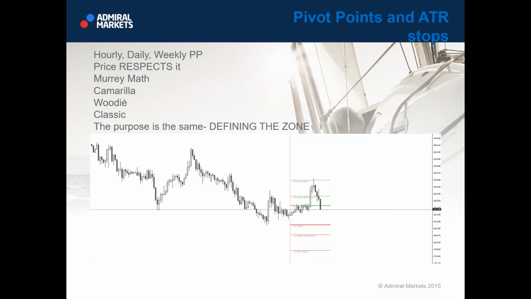So Camarilla, Booty, classic pivot points. Those are pivot points. The purpose of pivot points is the same. Okay, it's defining the zone. It's defining the zone.